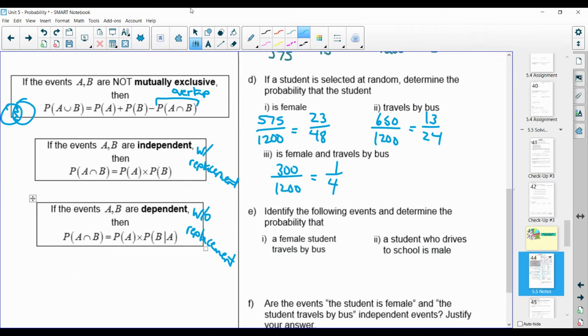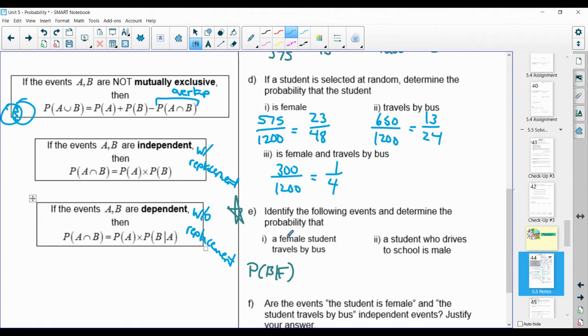Now, this conditional probability is often the one that some people will struggle with, so you might want to put a huge star by it right here. So the question says to identify the following events and determine the probability that a female student travels by bus. Well, the part that we know for sure is that the student is female, and from there we want to know how many people travel by bus. So we're actually looking at what's the probability that someone travels by bus given that they're female.